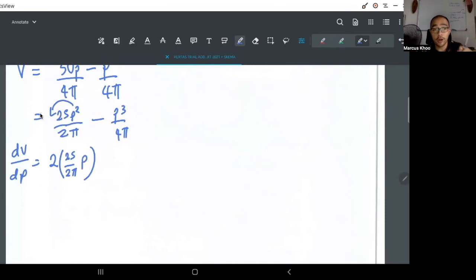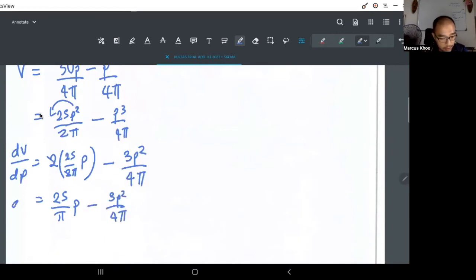Okay, the power has gone down by 1 already. Okay, minus 3p squared over 4 pi. Let me simplify this. 2 and 2 I cancel. So 25 over pi p minus 3p squared over 4 pi. Okay, that is dV/dp.